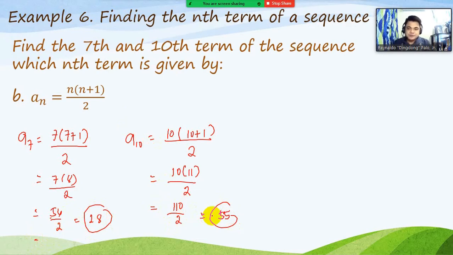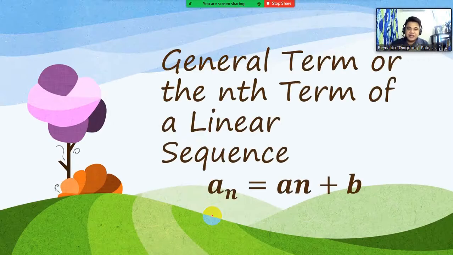Okay? So what if the terms are given, unlike this, the terms are given but the formula or the general term or the nth term is not there? Okay, how are we going to do that? We call it now general term or the nth term of a linear sequence. So we are going to talk about only linear sequence, not the quadratic one. So we will follow the general equation a sub n equals a n plus b. This is for linear sequence. Again, this is for linear sequence. Okay?